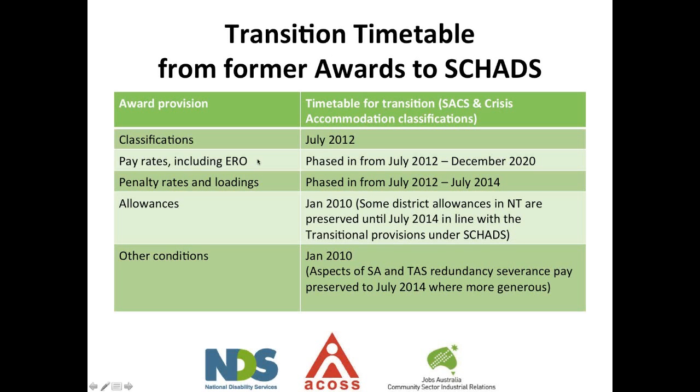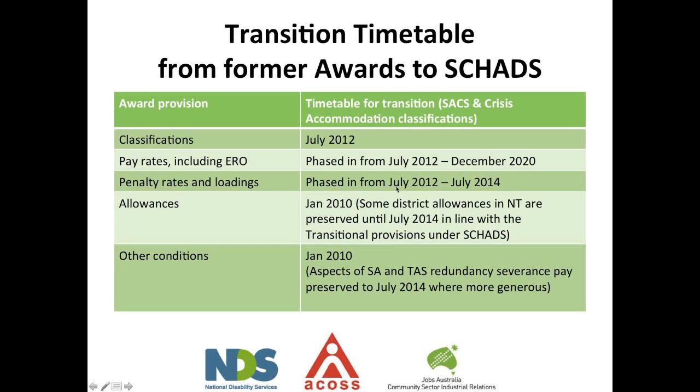So in terms of the transition timetable, you can see classifications, we had to have classified under the SCHADS Modern Award as of July last year. So you had to have moved from your old SACS and crisis accommodation classifications across to the SCHADS Modern Award classifications from July last year. Pay rates, including the equal remuneration order, commenced phasing from July last year. So where your old award was lower, you needed to go to the modern award rate from July last year, and we'll continue to head towards the modern award full equal remuneration order in December 2020.